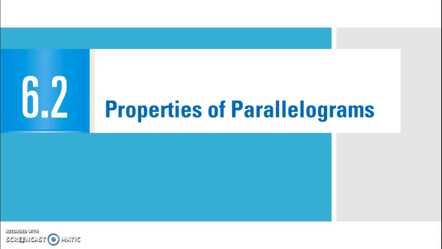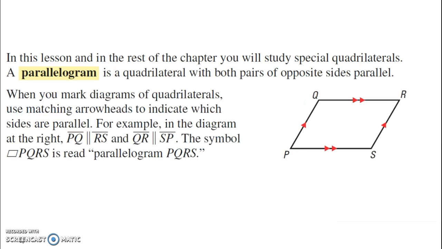Okay, so the next section is properties of parallelograms. One type of polygon that we're going to talk about is called a parallelogram, and it's a special type of quadrilateral. Okay, and you have your definition here. A parallelogram is a quadrilateral with both pairs of opposite sides parallel.